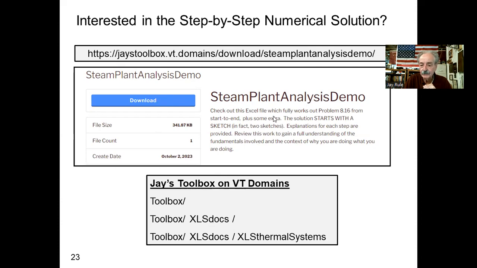How you navigate to this, if you can't quickly write this down, is click on Jay's Toolbox, click on the Toolbox menu. Under the submenu XLS Docs, that's Excel Docs. And then finally, heading under that, Excel Thermal Systems. That's where you can click on download the Excel file that's the full solution to this problem, complete with screenshots of the steam tables, as well as the numerical work required to get all this done.